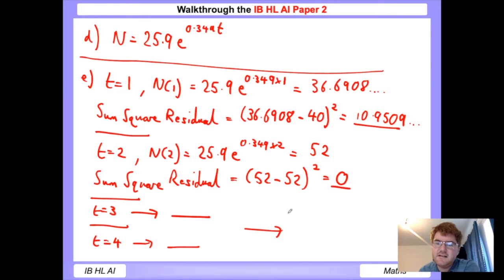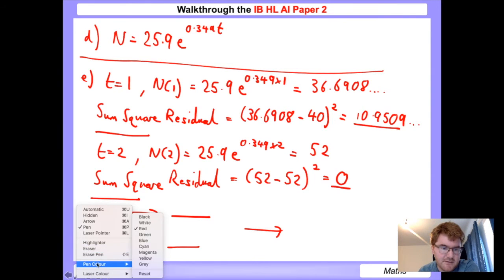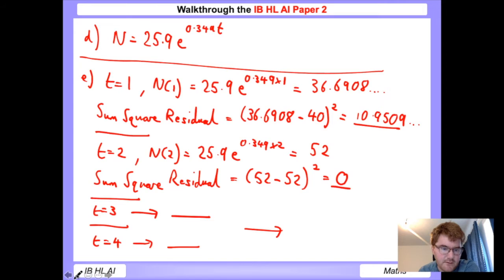But then if you add all these together, so what we're going to do right at the end of this process, let me use a highlighter here, we're going to add together this value, what you work out for t equals 3, and then t equals 4, and then we're going to add all those together.